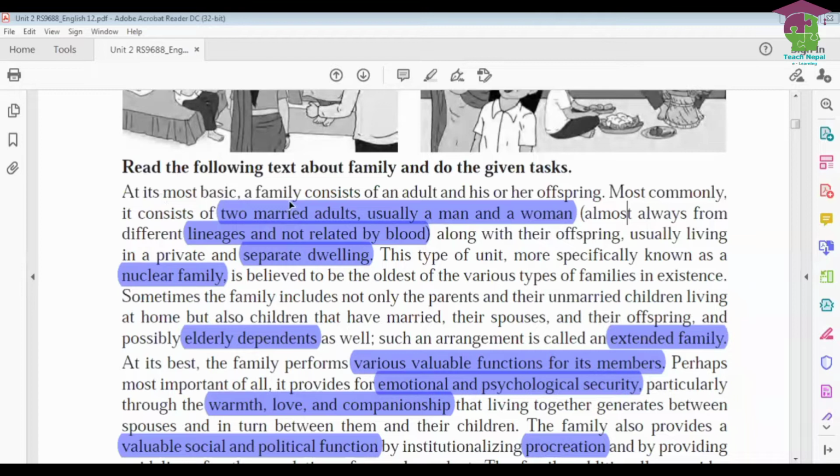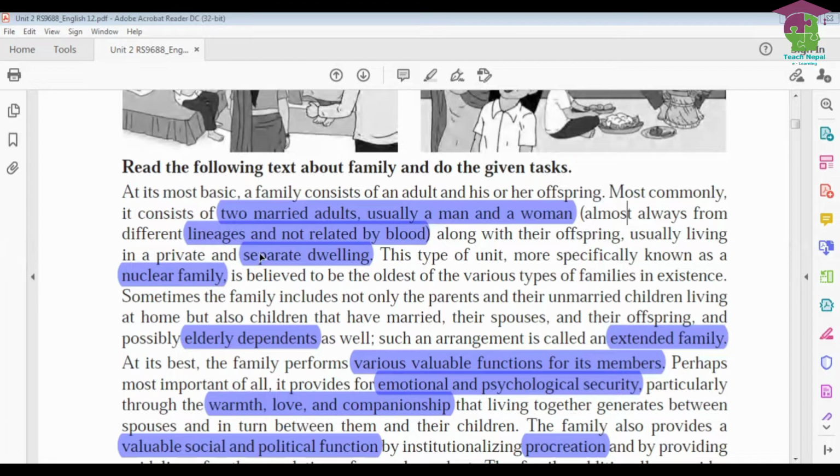At its most basic, a family consists of an adult and his or her offspring. Most commonly, it consists of two married adults, usually a man and a woman. It means in a family, at least there will be the couple and their offspring, means children. Most commonly, it consists of two married adults, usually a man and a woman, almost always from different lineages. It means they are from different families and not from the blood relation, along with their offspring, usually living in a private or separate dwelling.